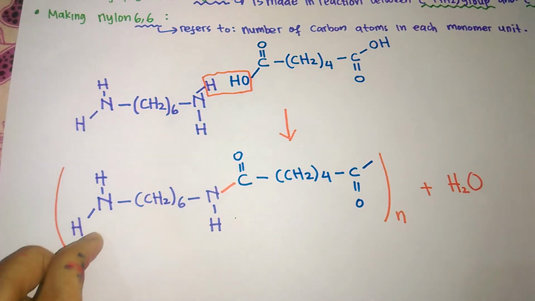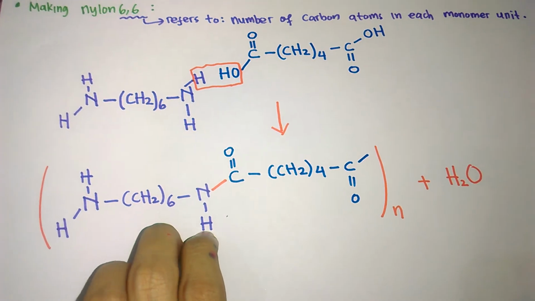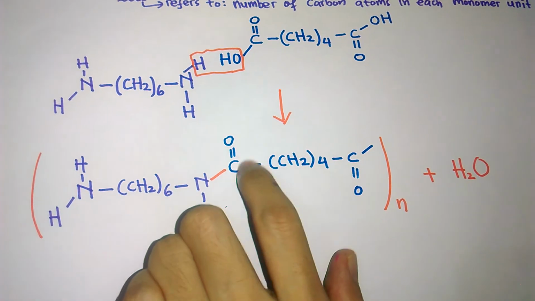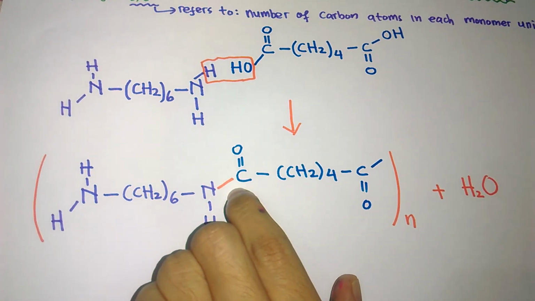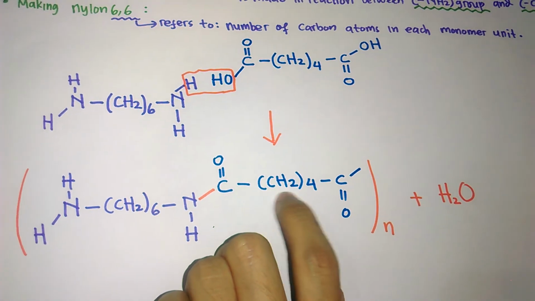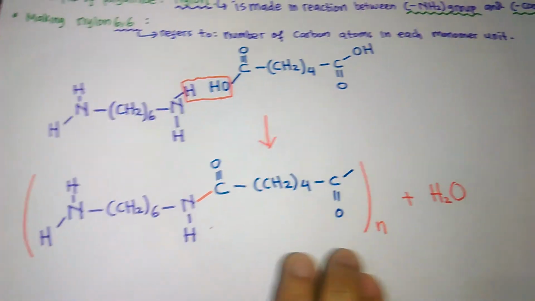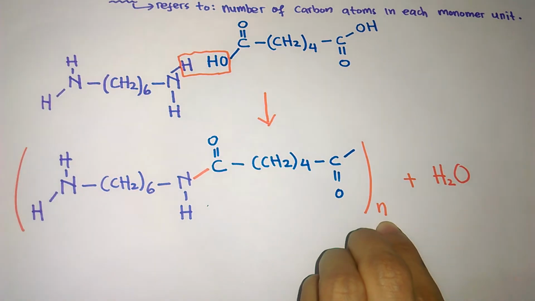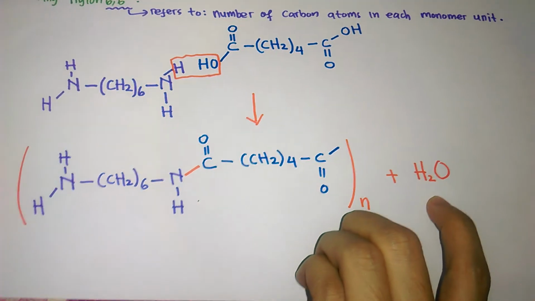It will become NH2, CH2 6 times, NH. So we'll link this N and carbonyl group. We call this an amide link or polyamide. N connected to CH2 4 times, C carbonyl, and so on and so on. You can link it as many as possible. That's why I write here n plus water. It means that water will be the side product.